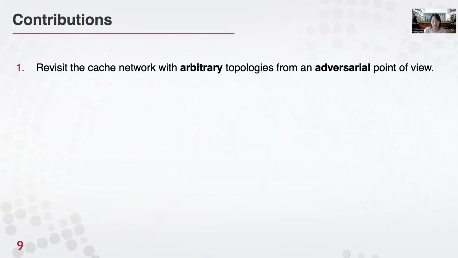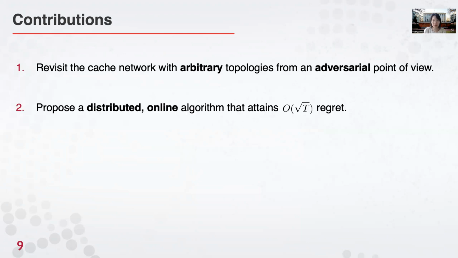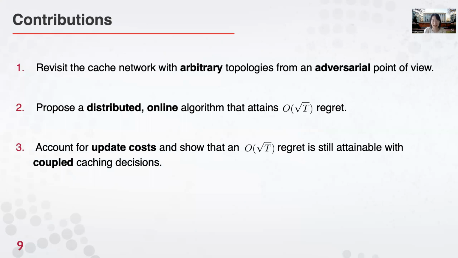First, we revisit the cache network with arbitrary topologies from an adversarial point of view. Second, we propose a distributed online algorithm that attains O(√T) regret with respect to an offline solution that is within a 1-1/e approximation from the optimal. Third, we also extend our algorithm to account for update costs. We show that O(√T) regret is still attainable in this setting when using coupled caching decisions. Finally, our model can be extended to consider joint optimization of both caching and routing decisions.